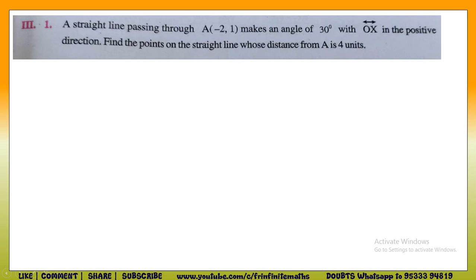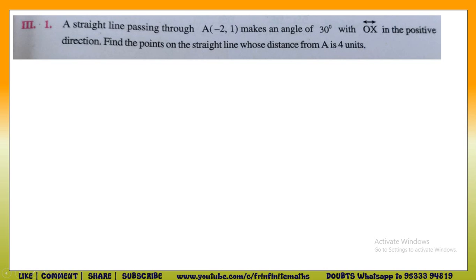So what he has given: a straight line passing through A, a point A minus 2 comma 1. The straight line is passing through that point and makes an angle of 30 degrees with the OX. OX line means it is nothing but the x-axis in the positive direction. Find the points on the straight line whose distance from A is 4 units. Right, so this is the given question.